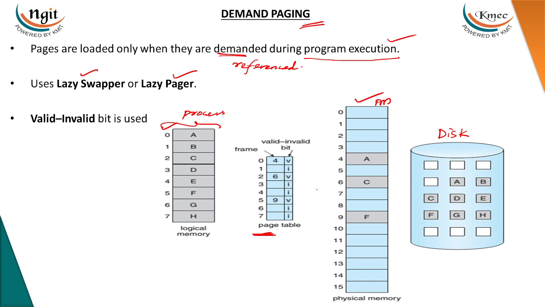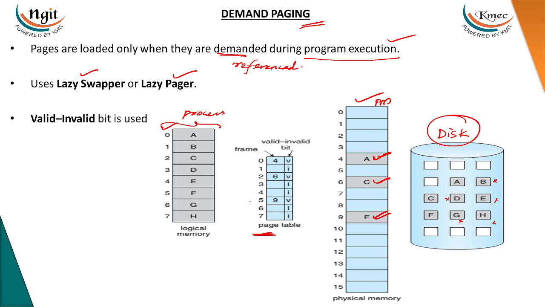So how many pages are there? 8 pages, which are actually stored in the hard disk. But are all the pages loaded in the main memory? No. How many pages are loaded in the memory? A, C, F. The remaining B, D, E, G, H are not currently loaded in the main memory. That means the CPU actually loads only three. These three are accessed, these three are referenced.